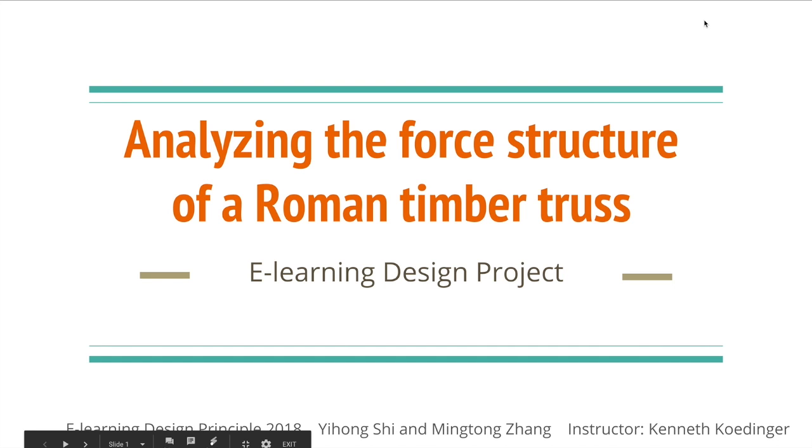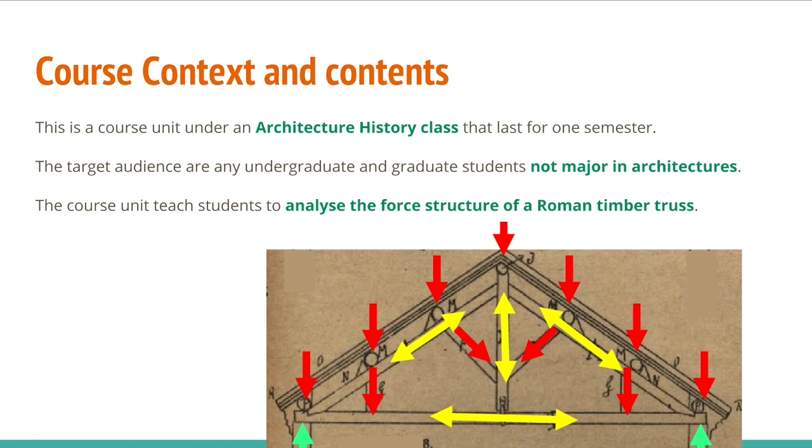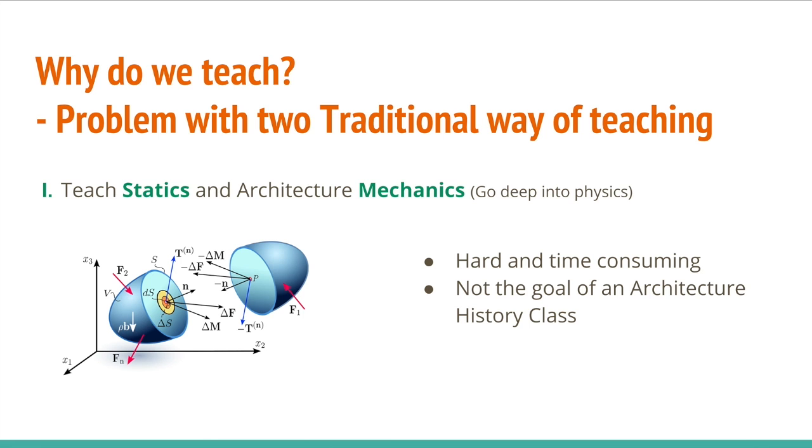Hello, this is our course called Analyzing the Force Structure of a Roman Timber Truss. Here's our agenda and the background. This is a course unit under an architecture history class that lasts for one semester, and the target audience are undergraduate and graduate students who are not majoring in architecture. This course unit will teach students to analyze the force structure of a Roman timber truss, which can be hard.